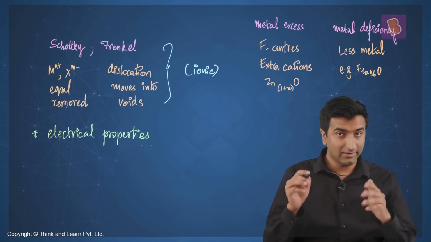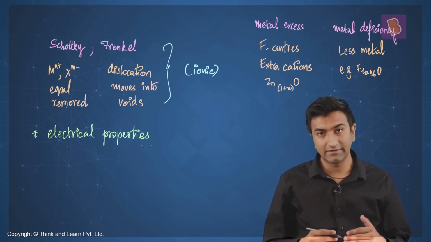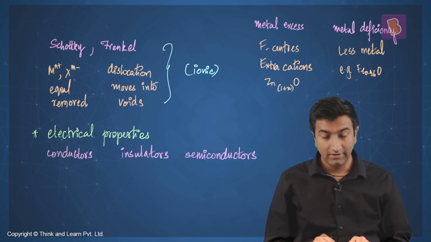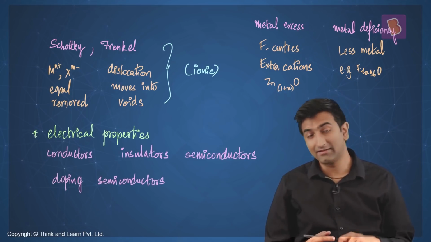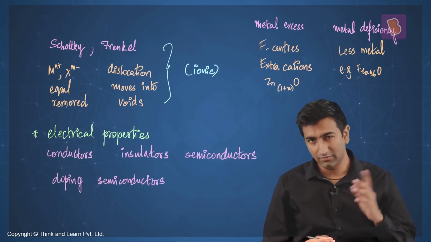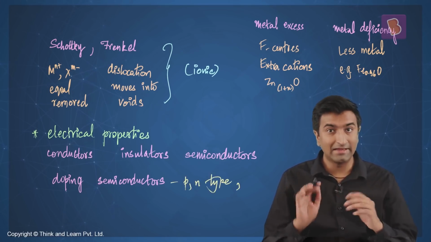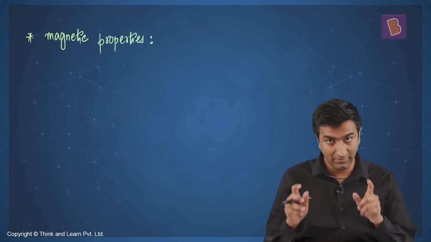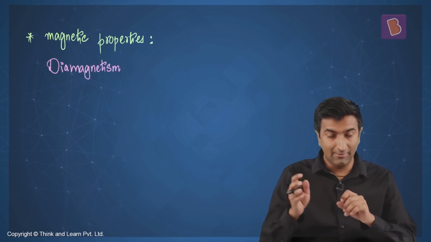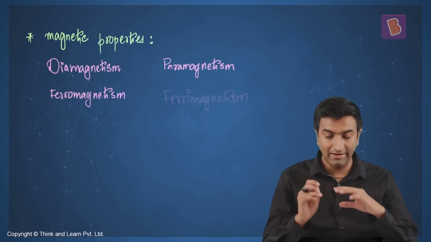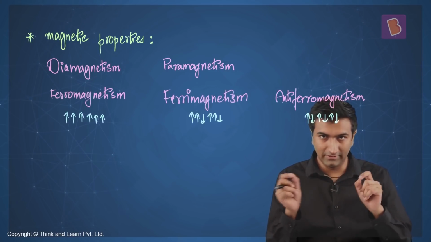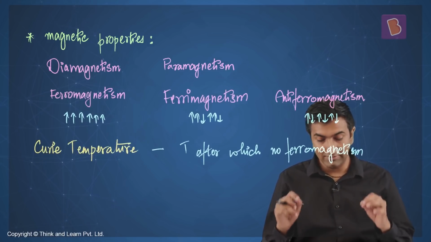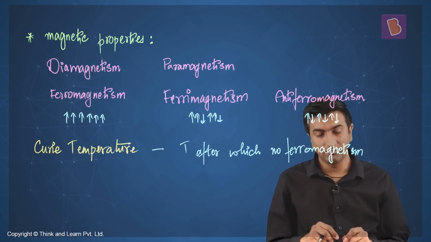All right. Electrical properties, again, some theory is tested mainly in the main exam. You have conductors, insulators, semiconductors. Doping of semiconductors has been tested in the advanced exam as well, again not now, but some time back. Basically, P and N type of semiconductors. Magnetic properties kind of wrap up this chapter. You have diamagnetism, paramagnetism, ferro, ferri, and anti-ferro. So you see these domain diagrams. This is an easy way to remember it. And the Curie temperature is the temperature after which no ferromagnetism exists.